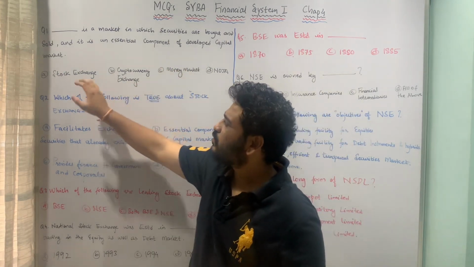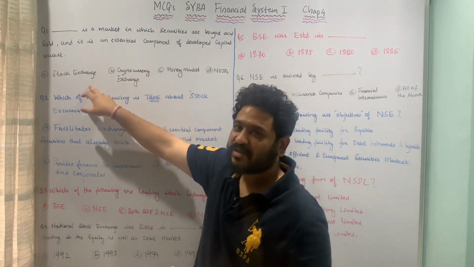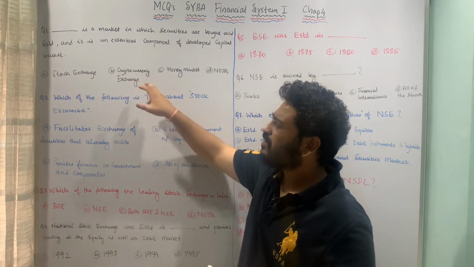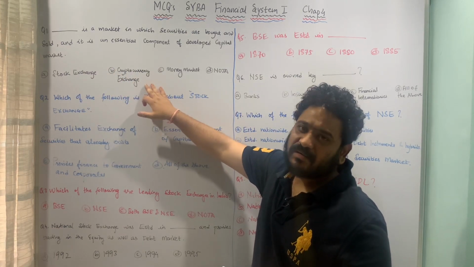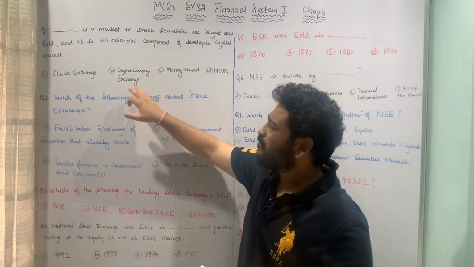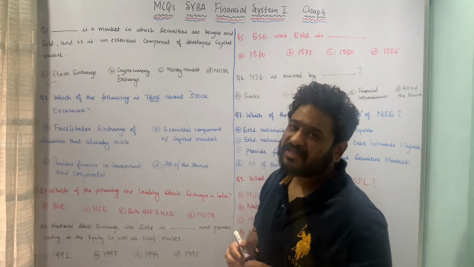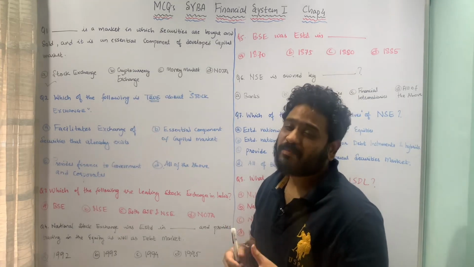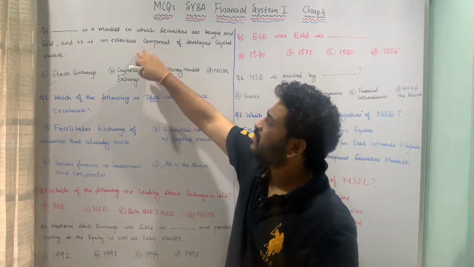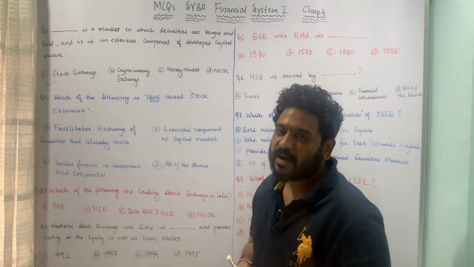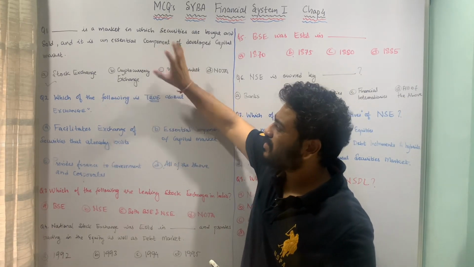So we have two options: one is cryptocurrency exchange and the other is stock exchange. Cryptocurrency exchanges are not really monitored by the agencies, and therefore stock exchange is the correct answer. That means a stock exchange is a market in which securities are bought and sold, and it is an essential component of the developed capital market. I hope this MCQ is pretty much clear.